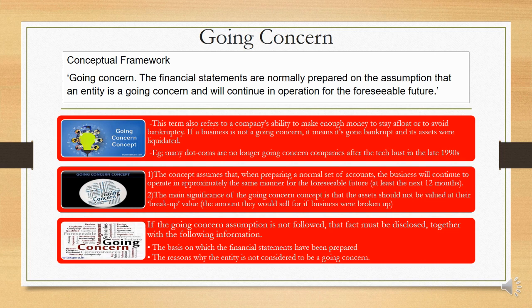Okay. The concept assumes that when preparing a normal set of accounts, the business will continue to operate in approximately the same manner for the foreseeable future, at least the next 12 months. Moreover, the main significance of the going concern concept is that the assets should not be valued at their break-up value, the amount they would sell for if the business were broken up. Okay, for your information, if the going concern assumption is not followed, that fact must be disclosed together with the following information: the basis on which the financial statements have been prepared, and the reasons why the entity is not considered to be a going concern.